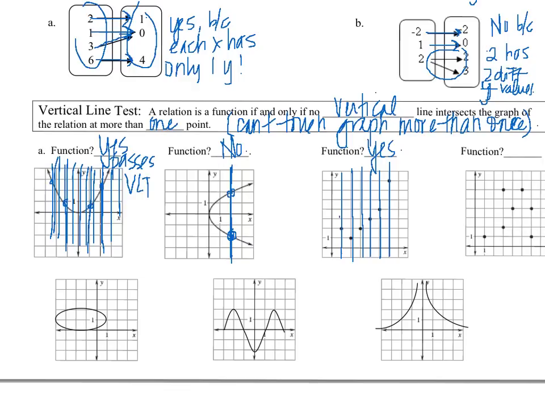Okay, fourth one, let's take a look. I could draw a line here, I only touch once. But here, I touch twice, so this is not a function.